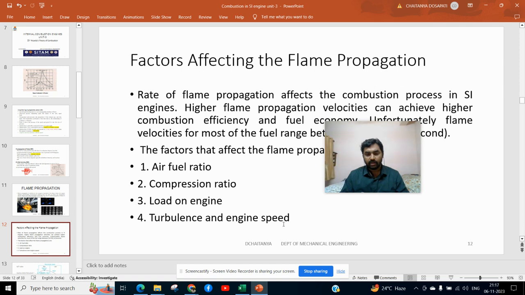Okay, thank you. We will learn the next topics on knocking and detonation, how normal combustion and abnormal combustion are different, and what advantages and disadvantages will be seen for an internal combustion engine.